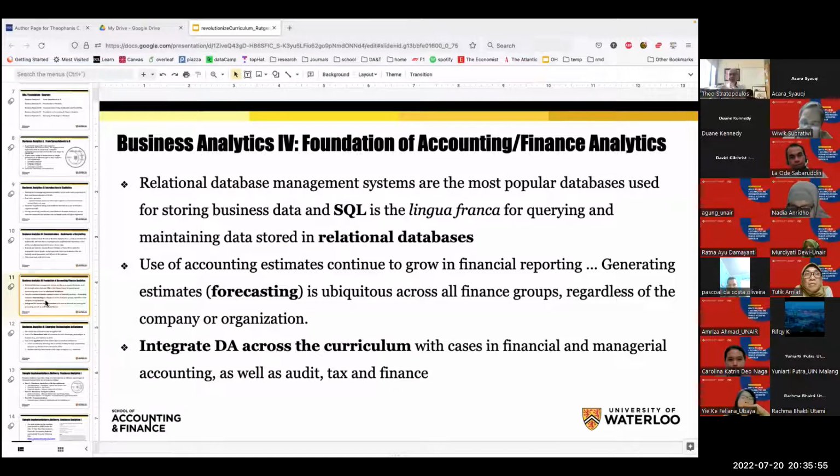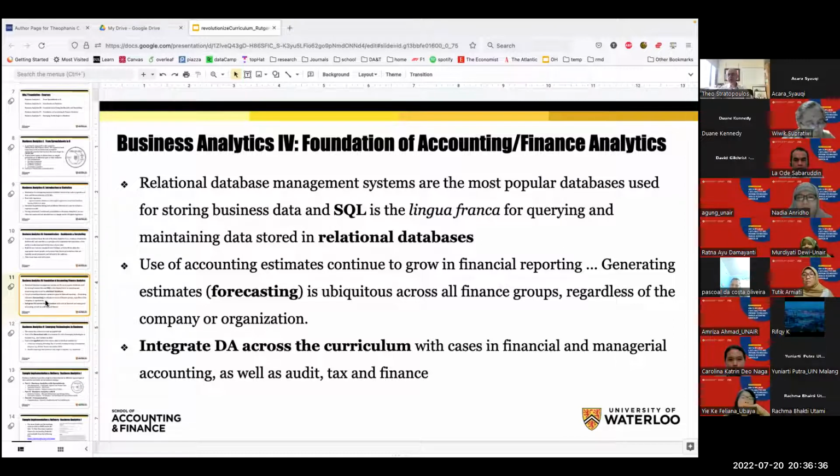And the course is divided into 2 parts. The first part is teaching them SQL and relational databases. The second half is about forecasting using regression and ARIMA models. And the entire course is a series of cases. There's a case in financial accounting, a case in managerial accounting, and a case in tax, audit, finance. So they get a glimpse that data analytics can be used across the accounting curriculum.